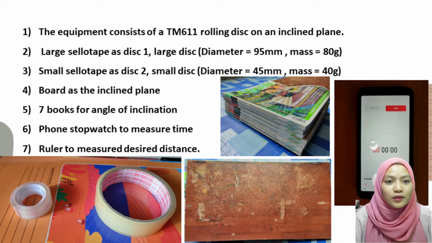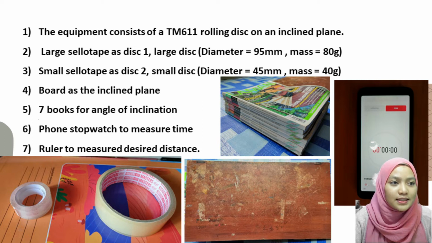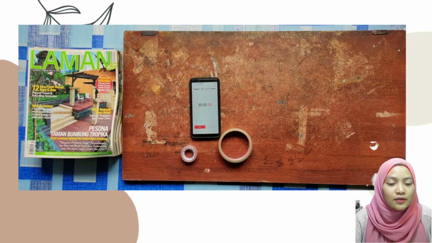In this experiment, we use a large sellotape, which is the large disc. The diameter is 95 mm and the mass is 80 gram. For the second disc, we use a small sellotape, with a diameter of 45 mm and a mass of 40 gram. Next, a board as an inclined plane, and 7 books to adjust the angle of inclination. Next, a phone stopwatch to measure the time. Lastly, a ruler to measure the desired distance for the board.